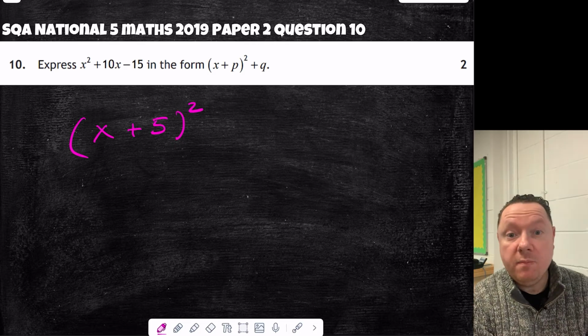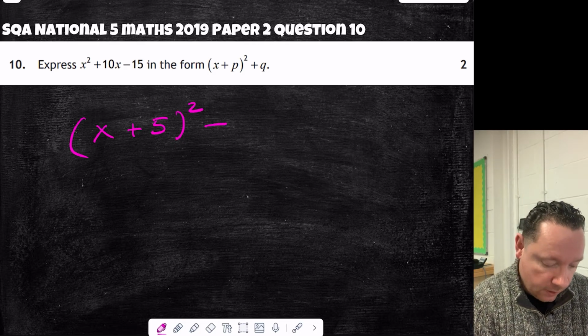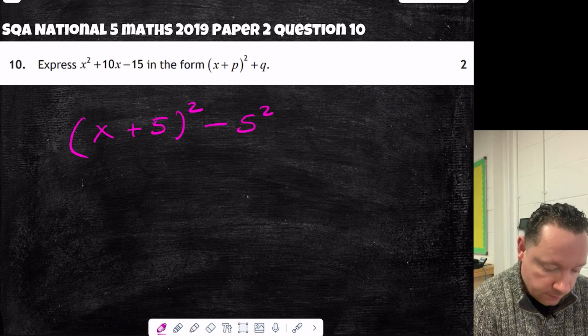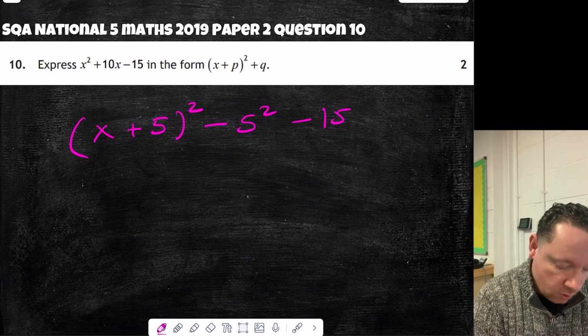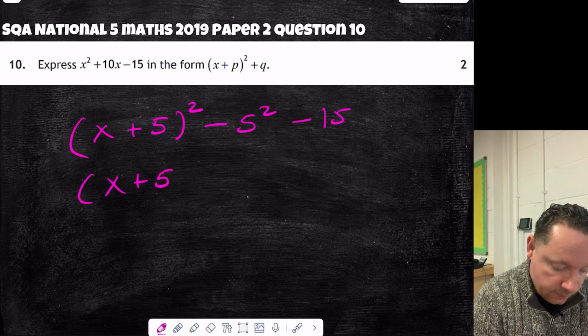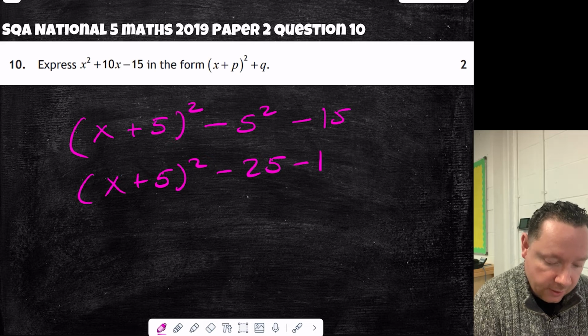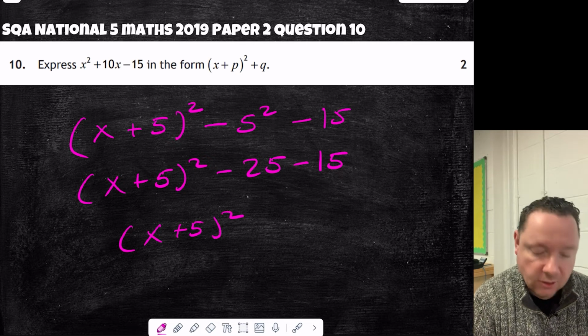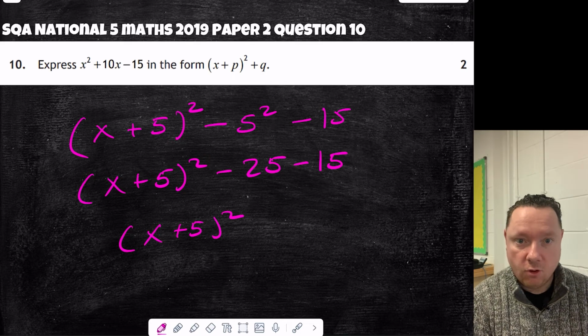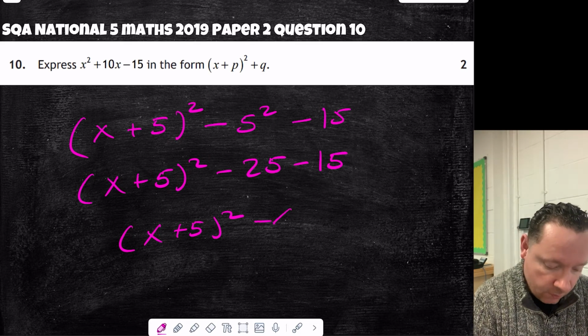You then always immediately take away, and then it's 5, so it's 5 squared. But then you've still got minus 15 on the end from the question. So I've got my x plus 5 squared. I'm taking away 25, because that's 5 squared. I'm taking away 15. So you've got x plus 5 all squared, minus 25 minus 15 is minus 40. Use a calculator if you need to. And we're done there.